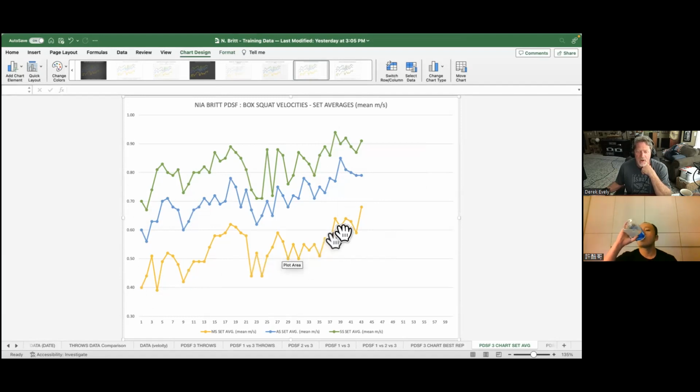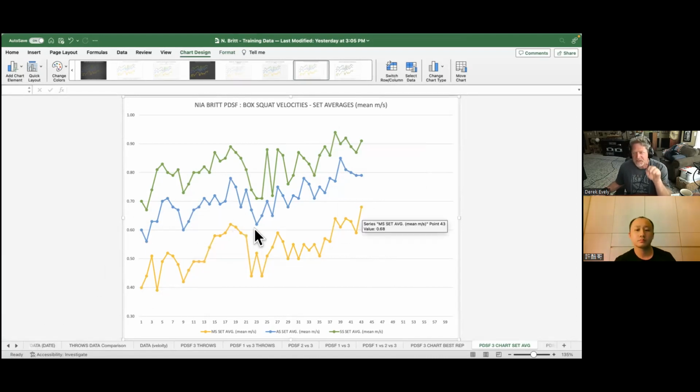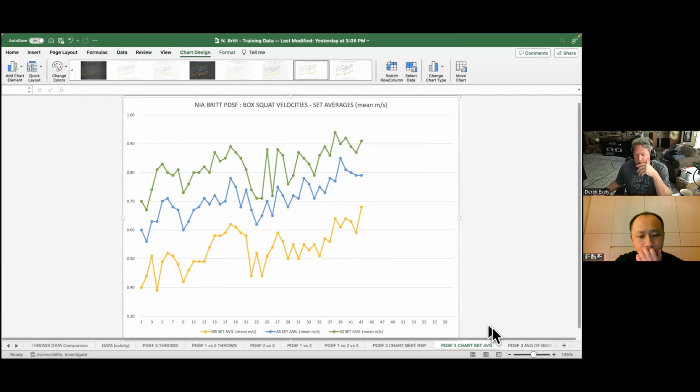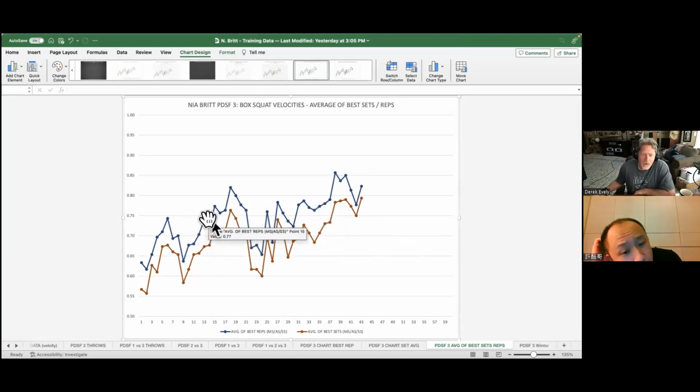But I'm very surprised at the growth in max strength. And this is the best set average of each day. The last one I have here is an interesting one. I like to play around with Excel sometimes. This one is the growth of, so there's two lines here. The bottom one, the maroon one, is an average of her best set averages.